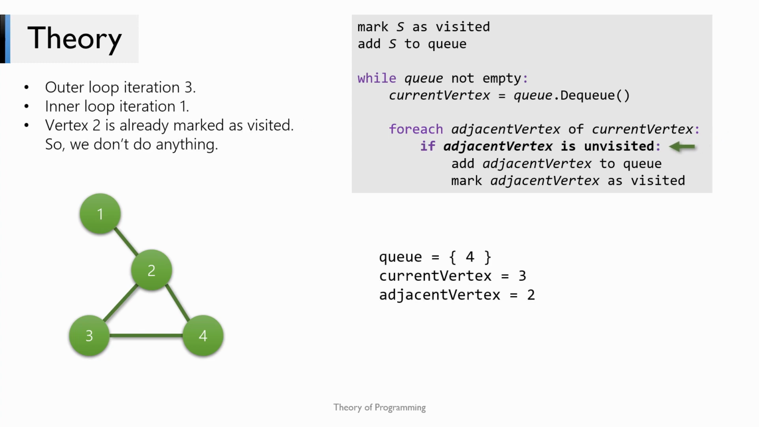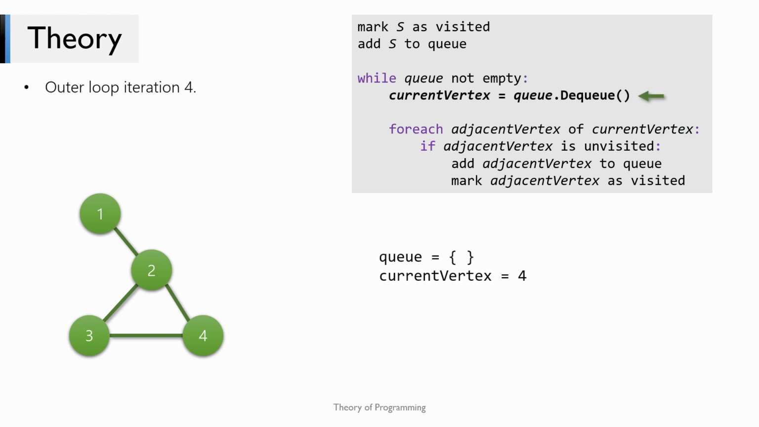The first adjacent vertex is vertex 2. Vertex 2 is already marked as visited, so we don't do anything else now. The second adjacent vertex is vertex 4. Vertex 4 is also marked as visited, so we don't do anything again. Since our queue had vertex 4 left, we enter our next while loop iteration. So removing the only element left in the queue, the variable current vertex will now hold the value of 4.